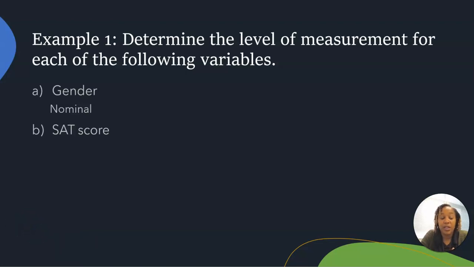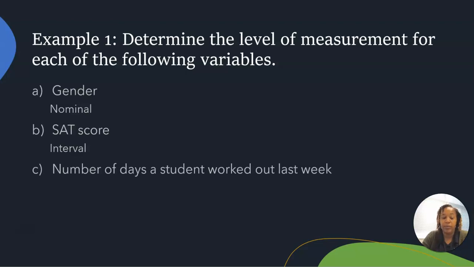So if you have an SAT score of 0, it doesn't mean that you don't have an SAT score. It just means you scored 0. So it doesn't mean the absence of the quantity. So in this case, SAT score is interval data. The way you decipher between interval and ratio is to determine whether the 0 means the absence of that thing or not. 0 in this case does not mean the absence of an SAT score. It just means that's your score.